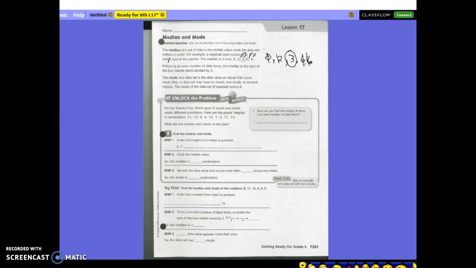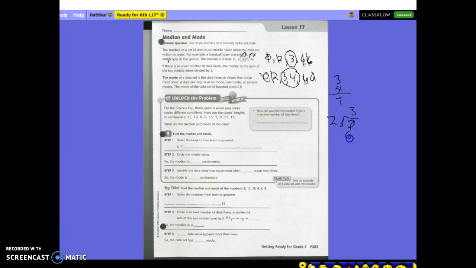Okay? If there is an even number of data items, the median is the sum of the 2 middle items divided by 2. So if I had another number in here, 0, 2, 3, 4, 6, 6, that's an even number of items. I cross them out. I have 2 left. Then I take 3 and 4, and I add that together, and I divide that by 2.